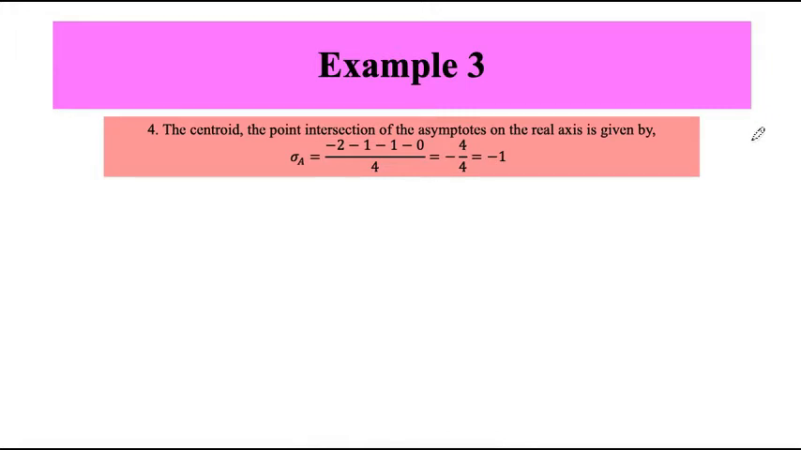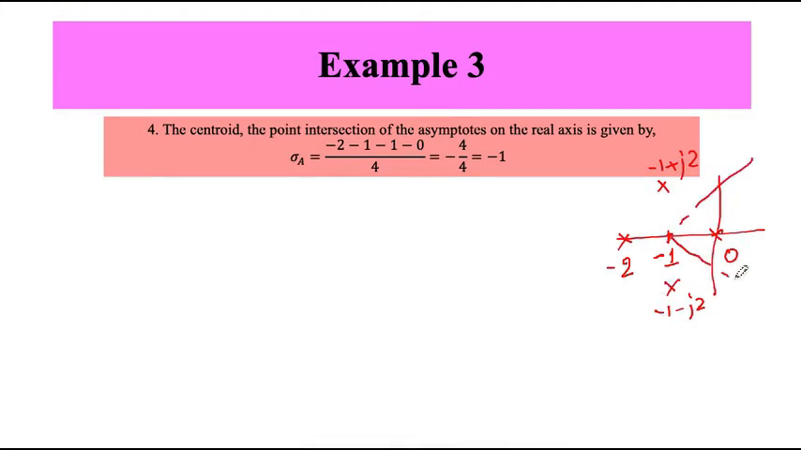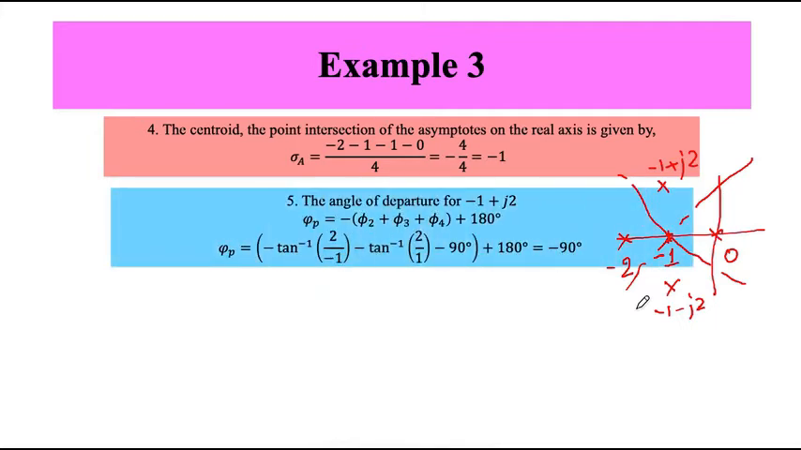Now let's see what will be the angle of departure. If I draw again, this is my first pole, second pole, third pole, fourth pole. This is minus 1 plus j2, this is minus 1 minus j2, this is 0, this is minus 2. My centroid is again at minus 1, somewhere in a straight line with that. Angles are 45, minus 45, minus 135, 135. So now I will calculate the angle of departure for this minus 1 plus j2.